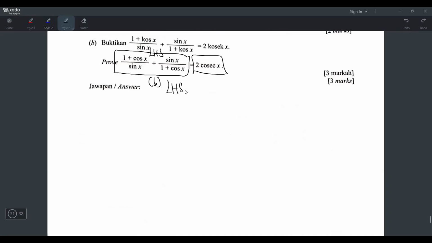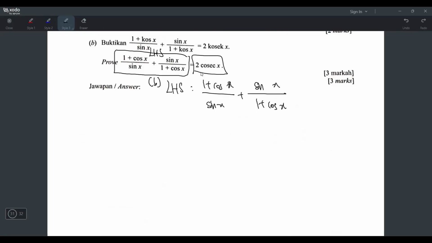and then I'll write the whole left hand side: 1 plus cos x over sine x plus sine x over 1 plus cos x. So if I start from the left hand side, that means the right hand side will be my last answer, the last line.